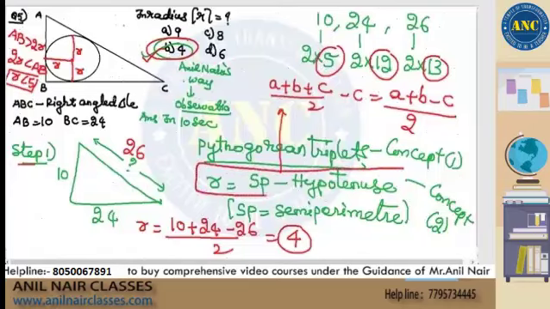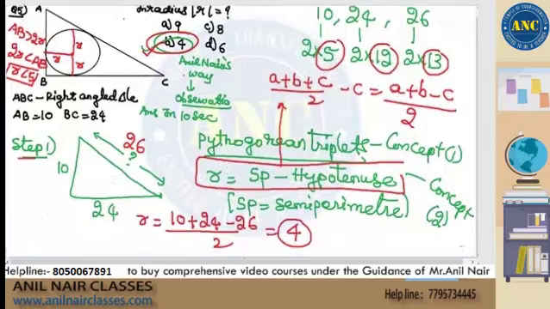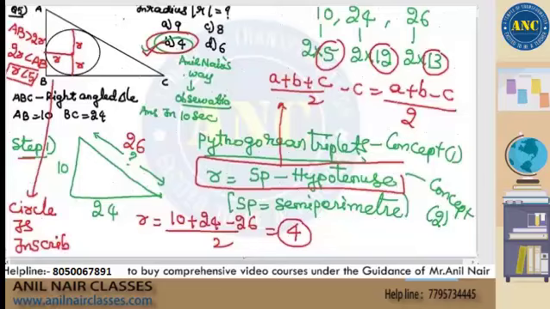The inradius is semi-perimeter minus hypotenuse. Just by observation, the circle is inscribed. Because the circle is inscribed, I will get the answer. AB, the height, should always be greater than 2R.